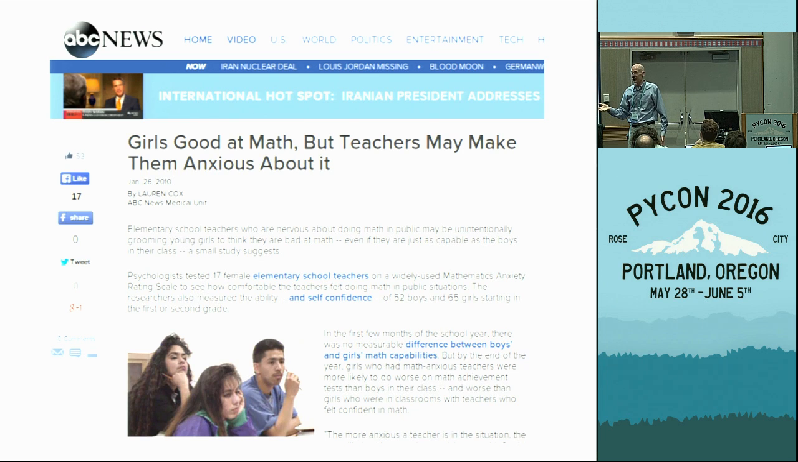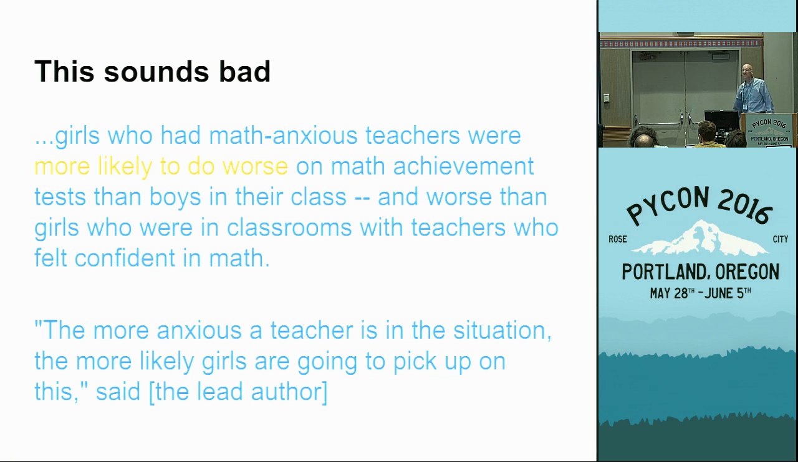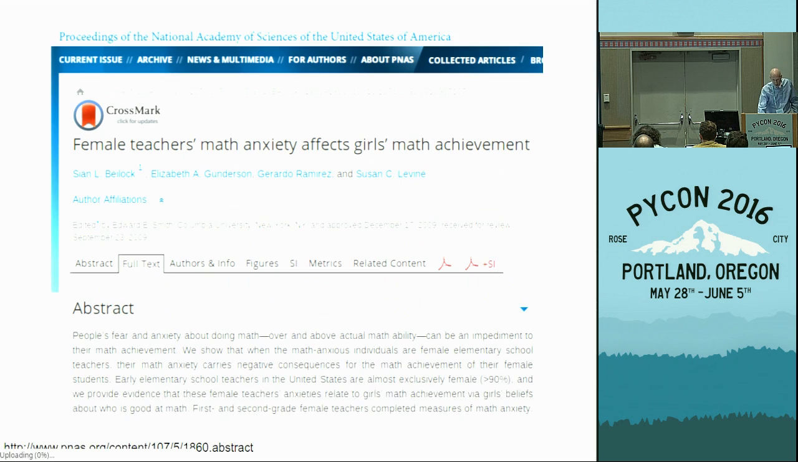Okay, that's interesting. And if that's true, it's potentially something that we would want to fix. So this is very interesting. My immediate question is, how big is the difference? But they told me, oh, well, the p-value is 0.03. Not what I asked. What I asked is, how big is the difference? It wasn't in the media coverage, and it wasn't in the paper. So I read the paper and it says girls whose teachers are more math anxious are more likely to do worse. All right, I still don't know how big it is. There was nowhere in the paper that I could figure out how big the effect was.